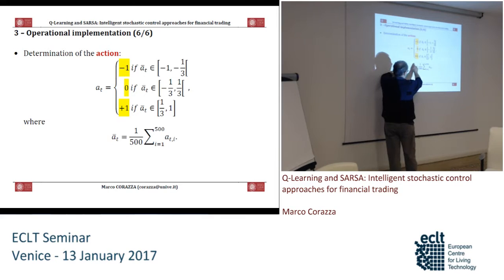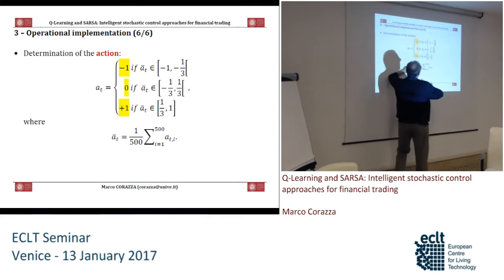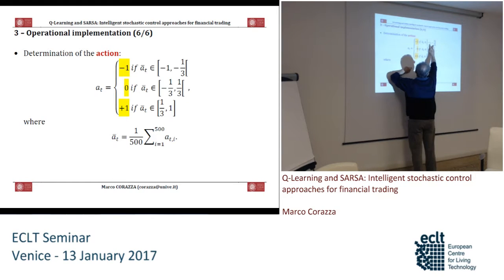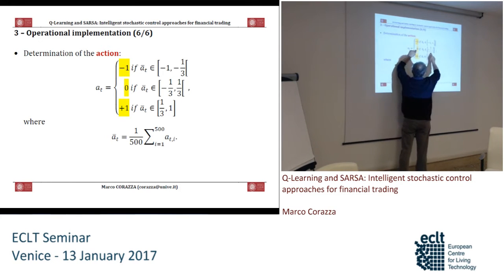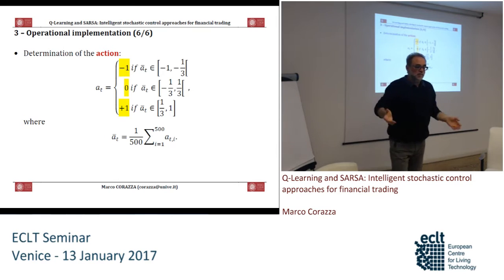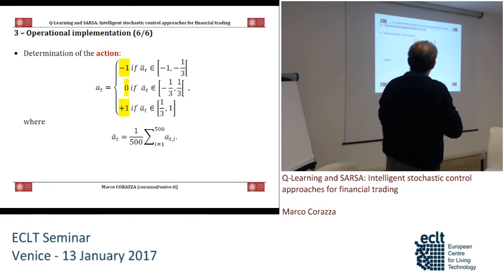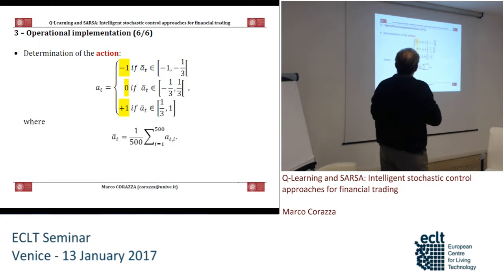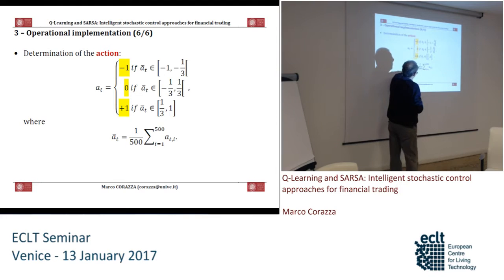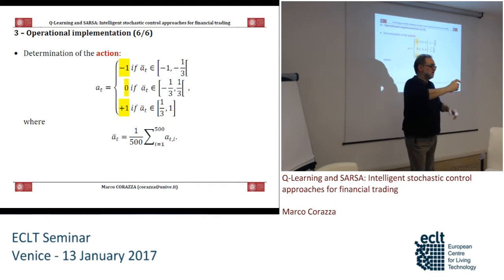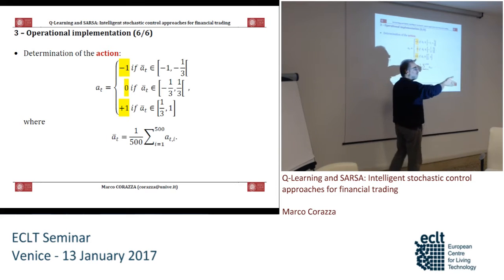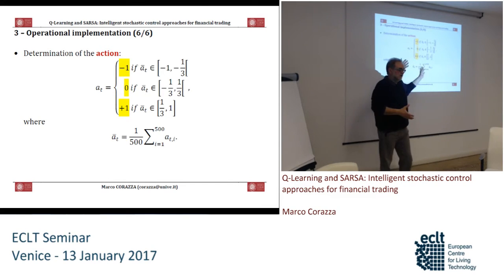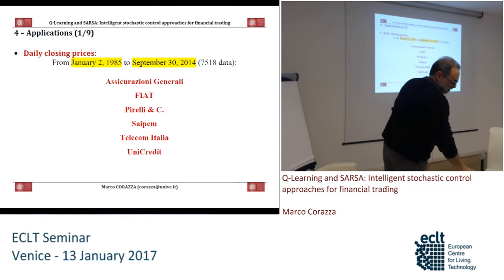Simply, we calculate the mean of all the actions. If the value falls in this interval, then the action to apply is -1. If it falls in this one, between -1/3 and 1/3, it is 0, otherwise it is 1. There are other possibilities. We are studying the possibility to consider this as a random variable, and so to build a confidence interval to evaluate if this mean is different or equal to 0, which is a little bit more founded than this, but in this case we use this.